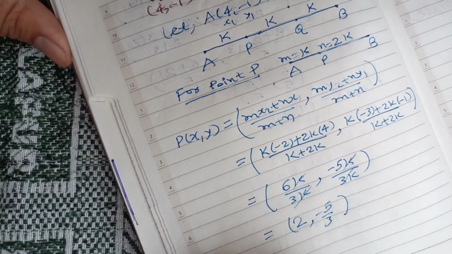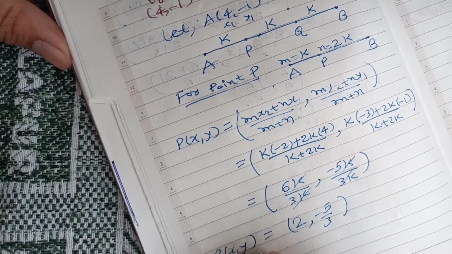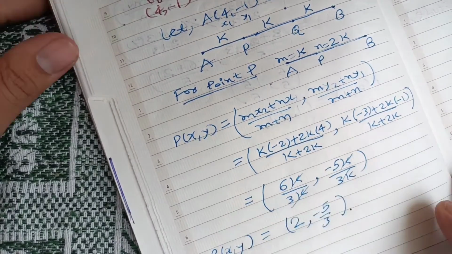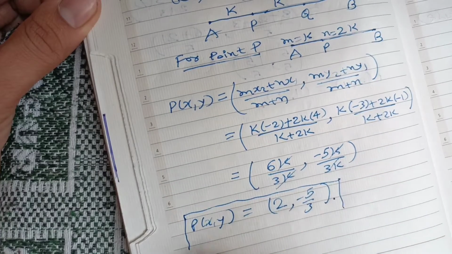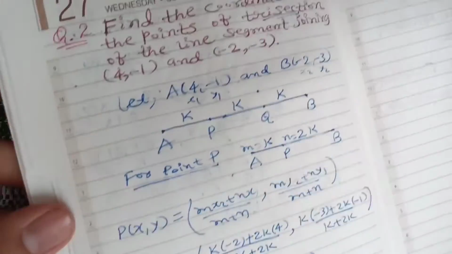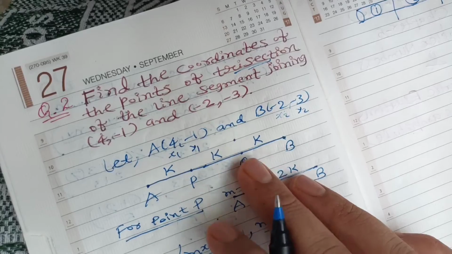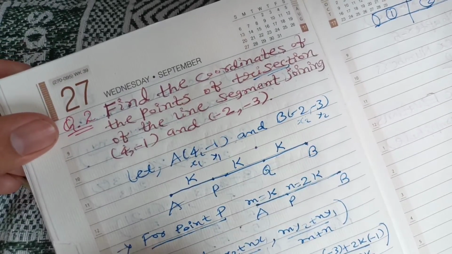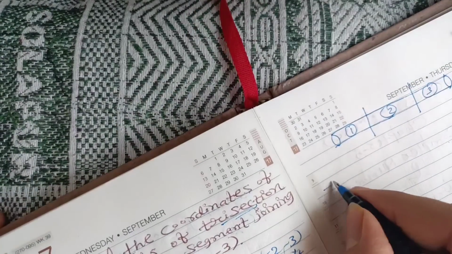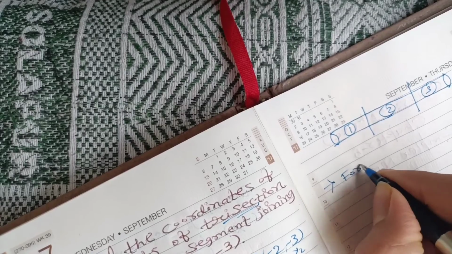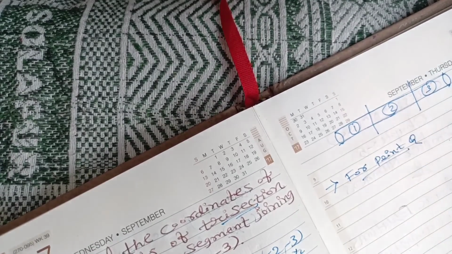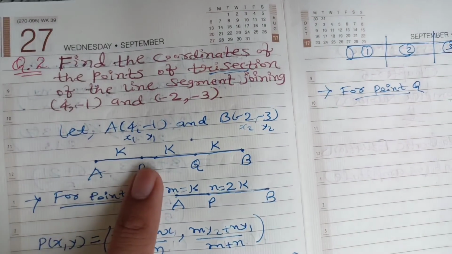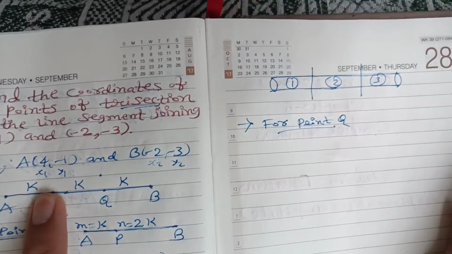So the coordinate of P is (2, -5/3). Is it clear? Next we are going to find the coordinate of Q. So for point Q, forget P. We get this type of situation.